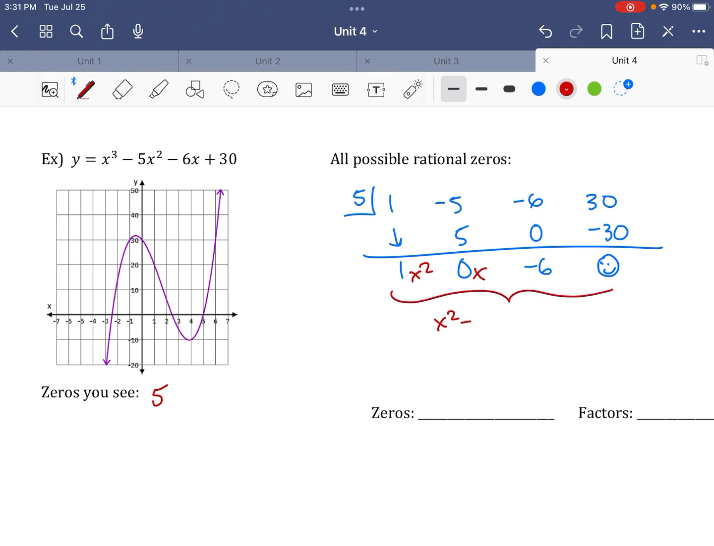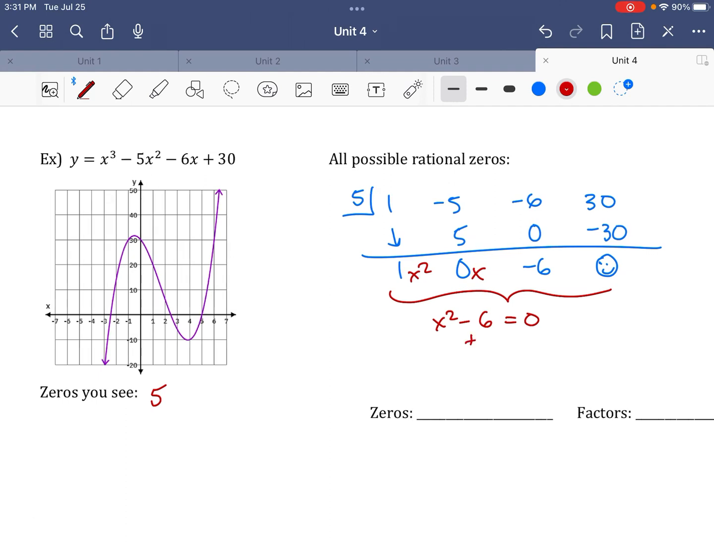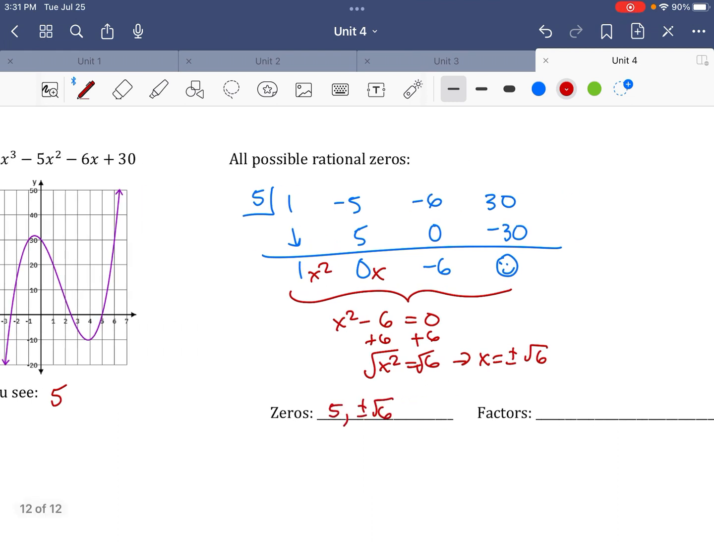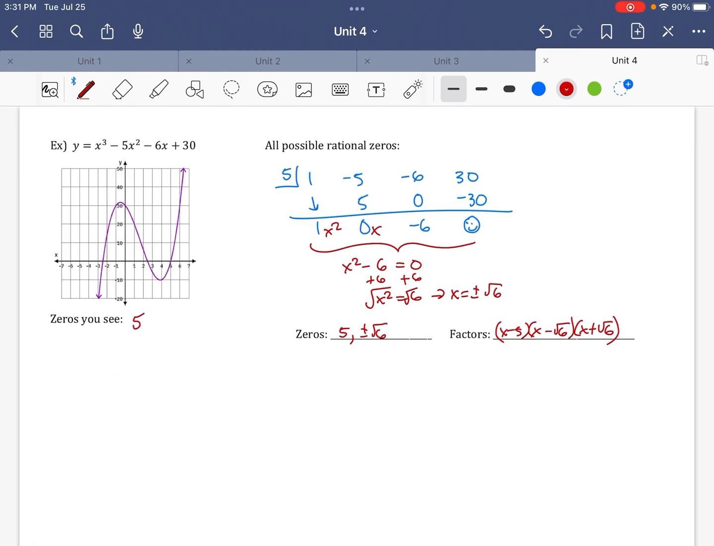So what I have to do is I have to set this equal to 0. I have x squared minus 6 equals 0. I do know the answers are going to be real, so I don't have any i's coming up with me. But this right here, I'm not going to factor. I don't need the quadratic formula. Really, all I have to do is add 6 to both sides, get x squared equals 6, and do my square root. So my answers are plus or minus radical 6. So my zeros are 5 and plus or minus radical 6. My factors are x minus 5, x minus radical 6, and x plus radical 6.